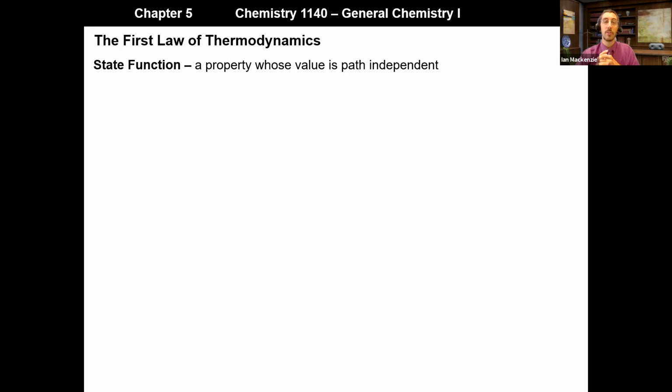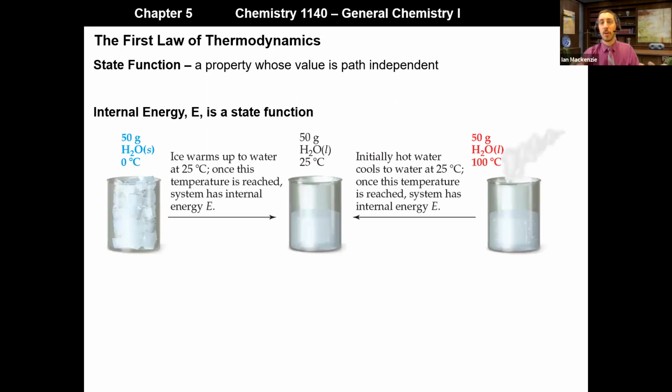So one of these definitions that's commonly used is the term state function. Now, a state function is simply any property whose value is path independent. What does that mean? It means that it doesn't matter how we got to that point, whether we just went directly to that point or if we did some very circuitous pathway and finally ended up at that point, the value of that property is the same at that point, regardless of how we got there. So internal energy is an example of a state function. Let's show a brief example of this.